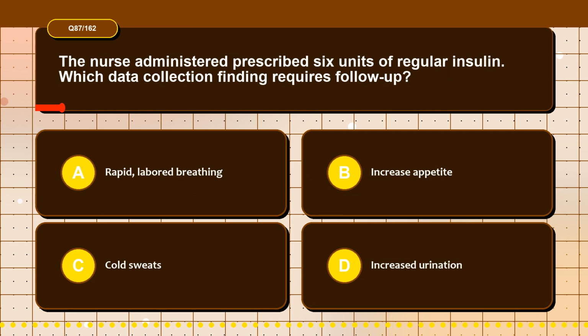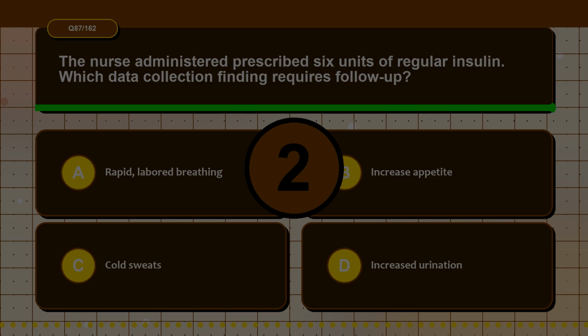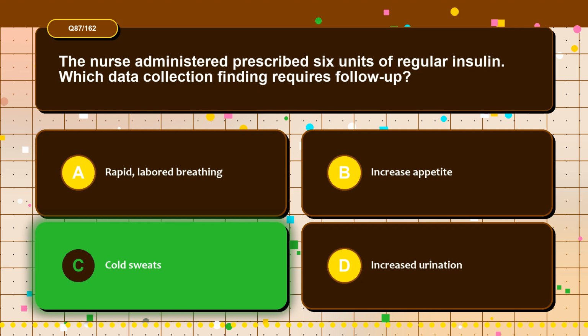Question 87. The nurse administered prescribed 6 units of regular insulin. Which data collection finding requires follow-up? Here are the options. Option A, rapid labored breathing. Option B, increase appetite. Option C, cold sweats. Option D, increased urination. The correct answer is option C, cold sweats.